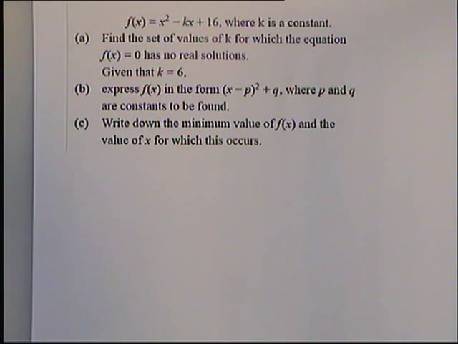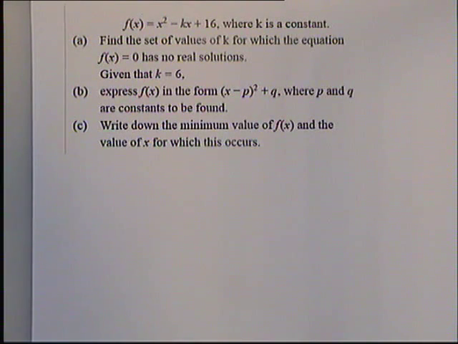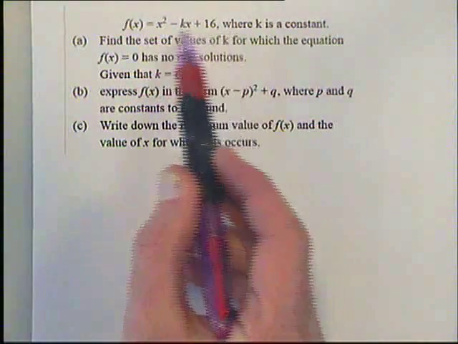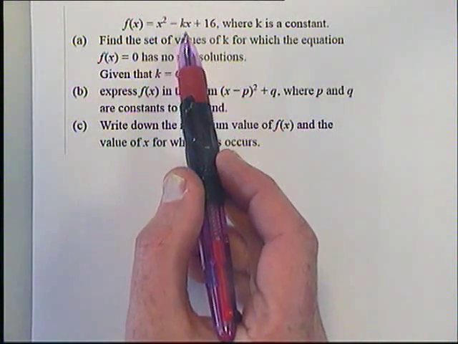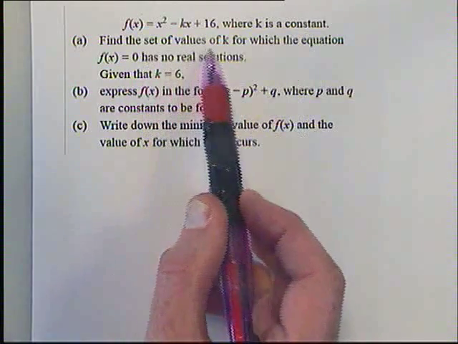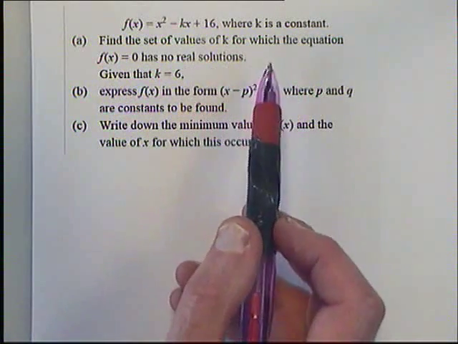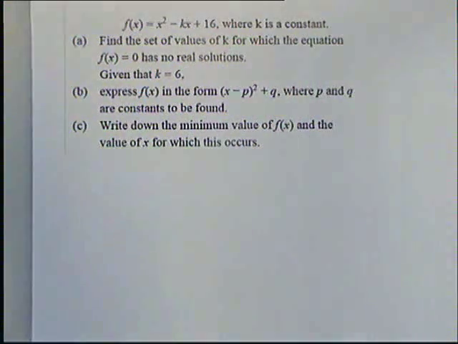So this is the next in the set of exam questions we're looking at to do with quadratics. We've got a function, there's a k inside it, k is a constant, that just means k is a number. Find the set of values of k for which the equation has no real roots. If they're talking about no real roots, that should be prompting you to think of one particular thing.